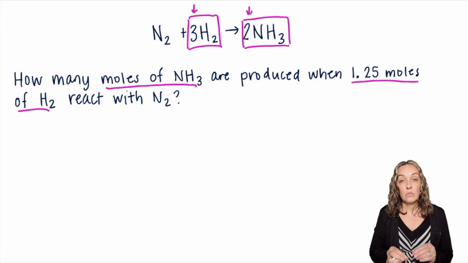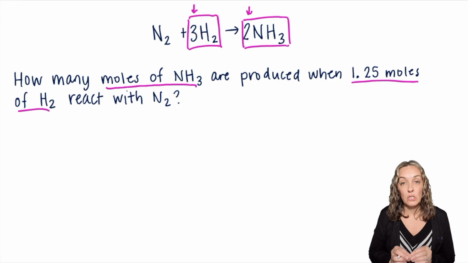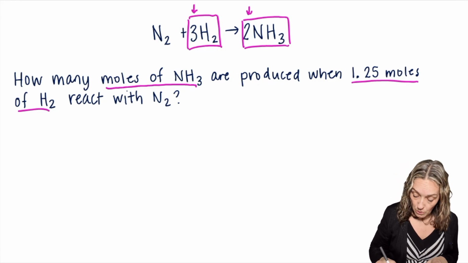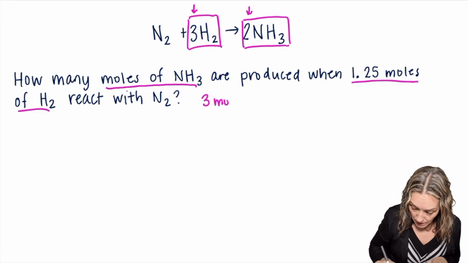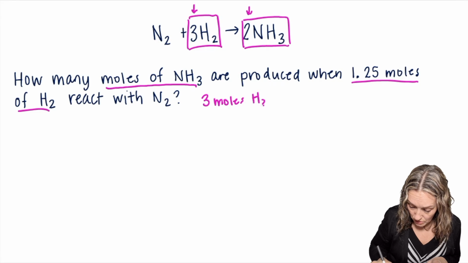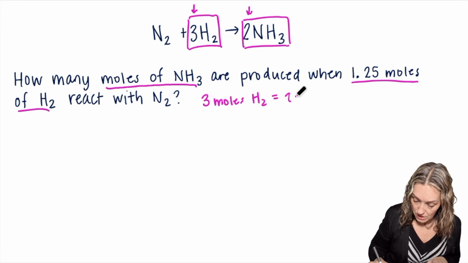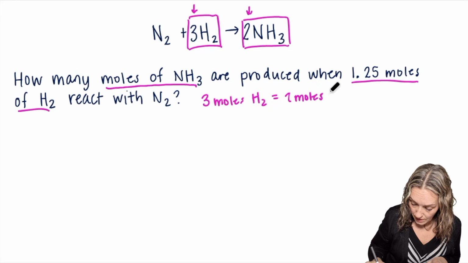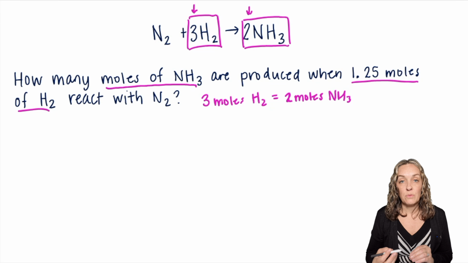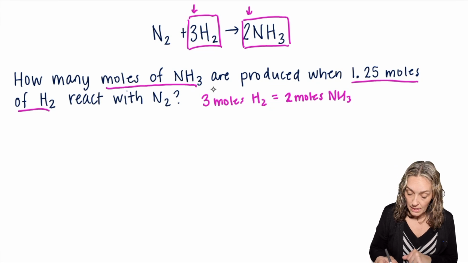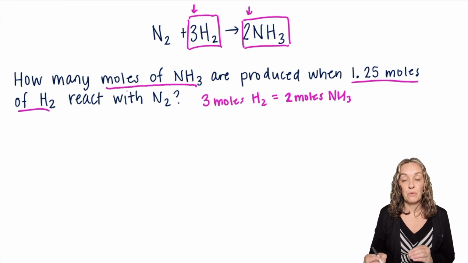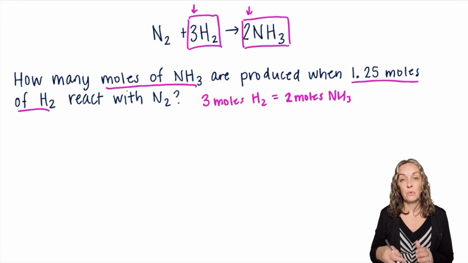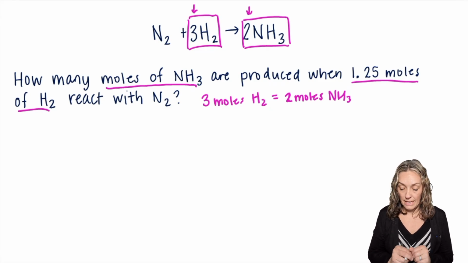Now, the key to a balanced equation is that my ratio only works when I'm in the unit of moles. So I know that 3 moles of H2 is exactly equal to 2 moles of NH3 in this equation. I suggest when you're first getting started with this that you always write that ratio down before you begin, because I think that's going to help you as soon as you start to set up the dimensional analysis problem.